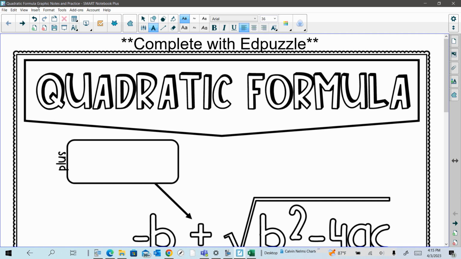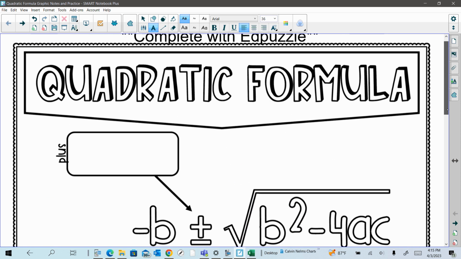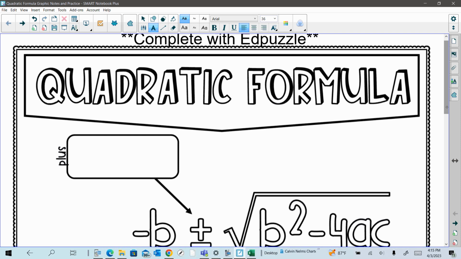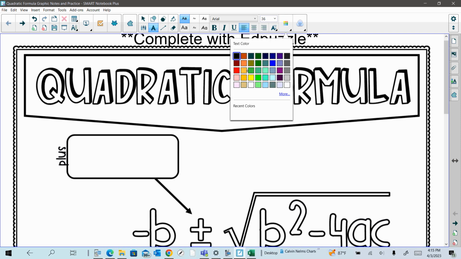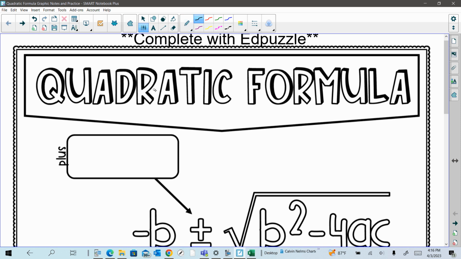All right, guys, we're going to go over the quadratic formula today. Now, this is a little graphic organizer to show you the setup, the formula, the parts, the steps, the things you need to know in order to do that formula. Now, I'm just going to design this a little bit. You can personalize yours as you want. I'm going to go right here to my creative pen.